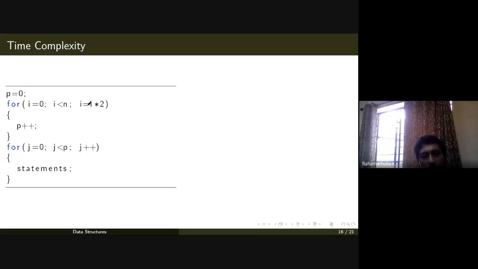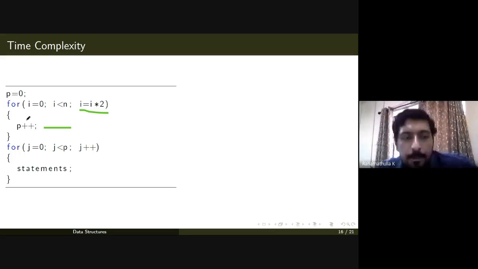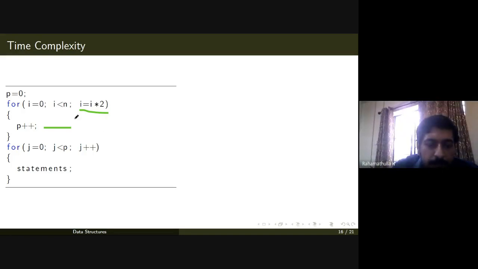Let's take this example. The first for loop is taking i equal to i into 2. The statement inside this for loop, we have already seen this, will be executed log n number of times, isn't it? So it's very clear that this is log n times. So the value of p is log n times.